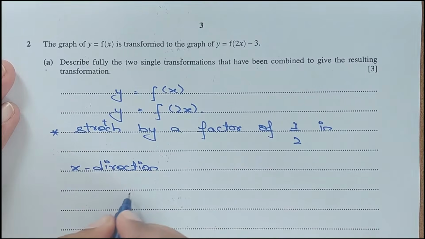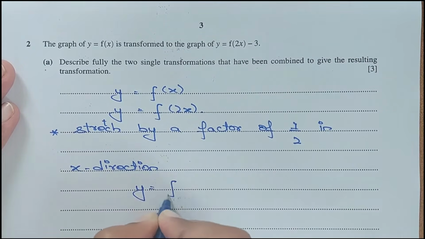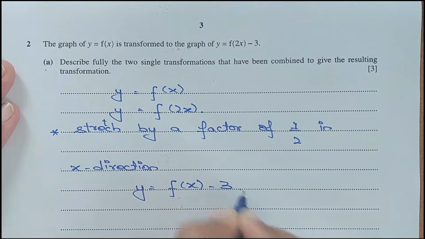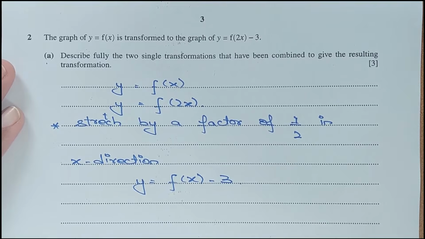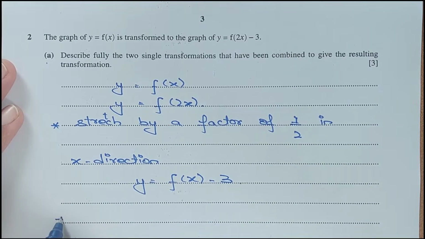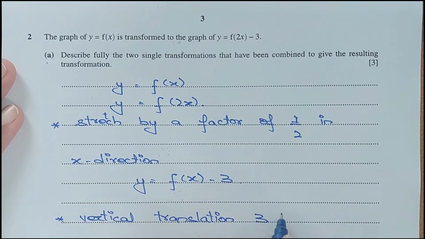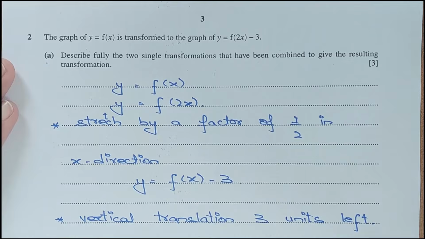And we have y equals f of x minus 3. This negative 3 is a translation of 3 units to the left. So these are the two combined transformations that are applied on the function f of x.